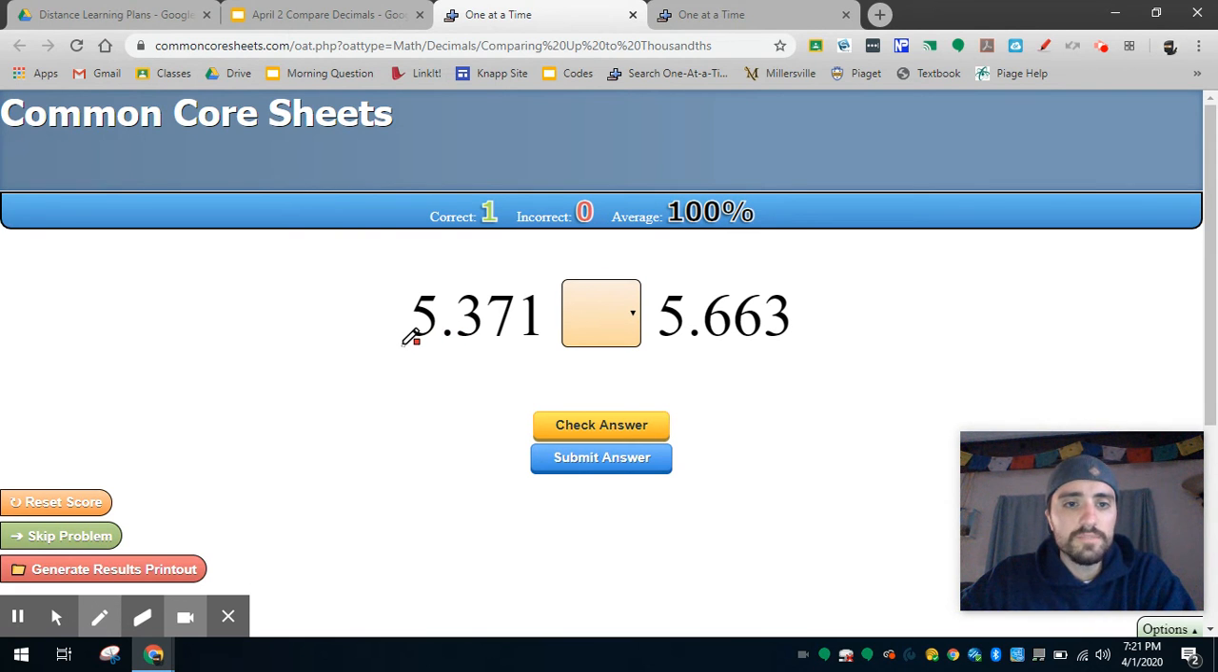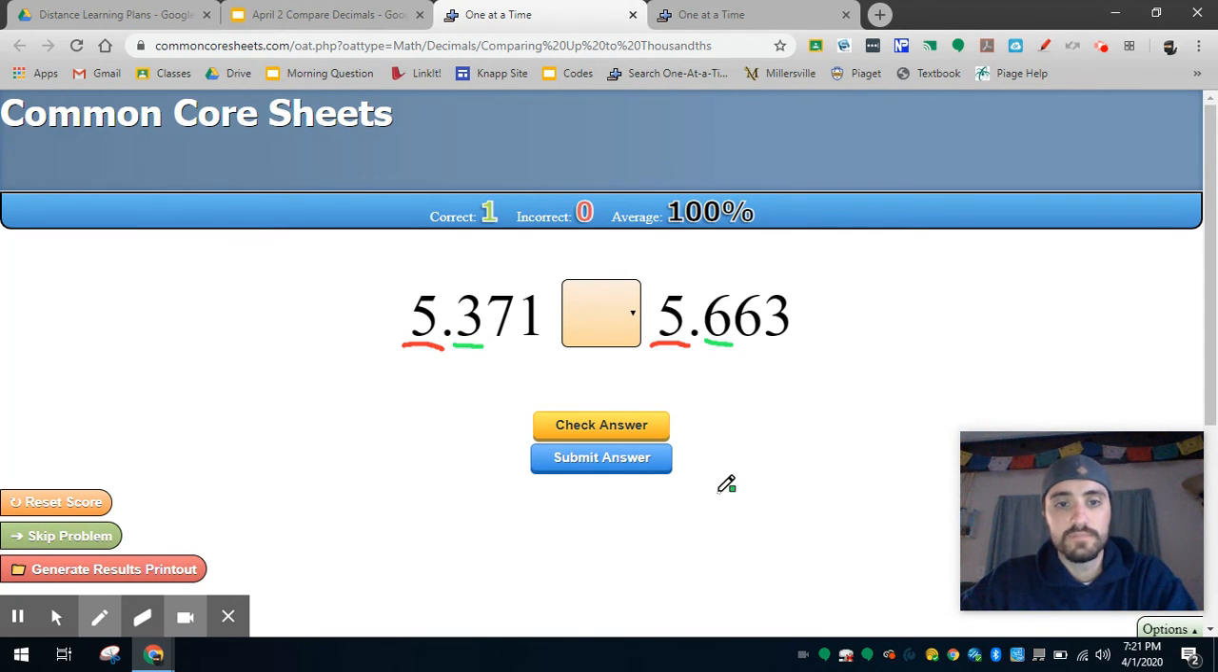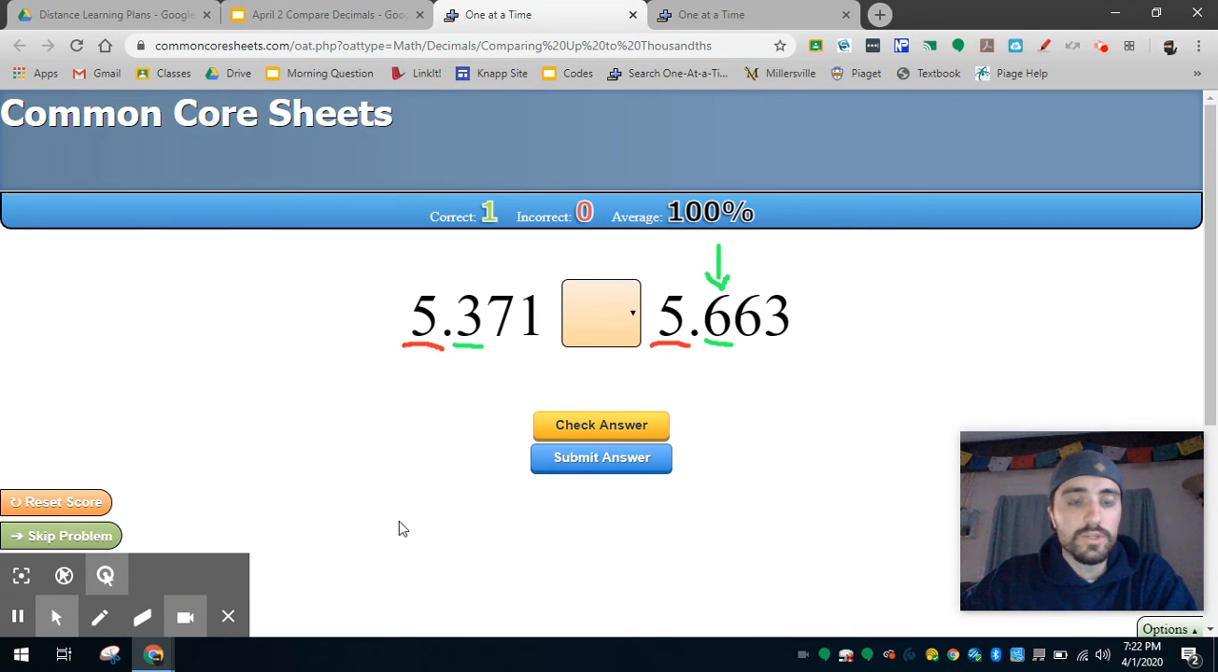So I check the 1's place. 5 in the 1's place, 5 in the 1's place. Is there any difference? No. Now I move to the tenths place. 3 in the tenths place, 6 in the tenths place. Oh, well, there you go. This one is bigger. It has more tenths. By checking 1 place value at a time, I can figure out which one is bigger.